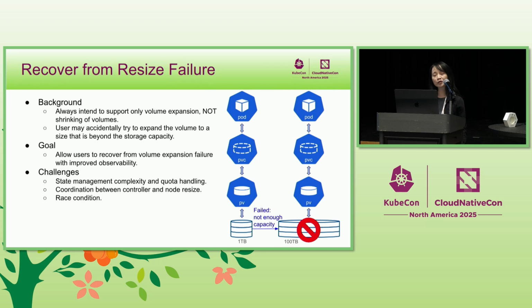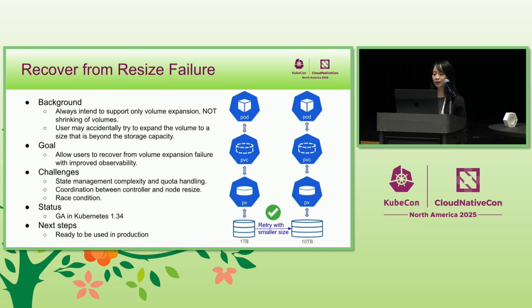This problem turned out to be hard to solve because we never intended to support the shrinking of volumes. So it took us quite a while to figure out how to fix this problem. We fixed it, and this feature is finally GA in Kubernetes 1.34 release.